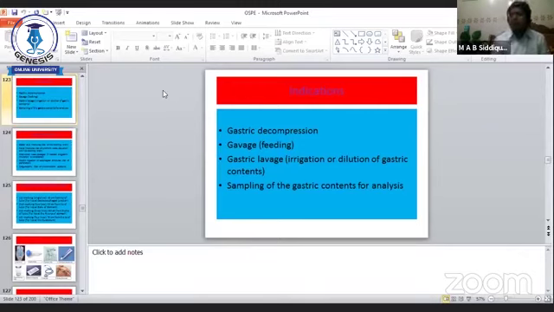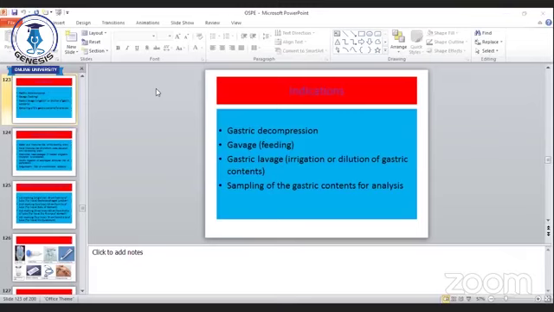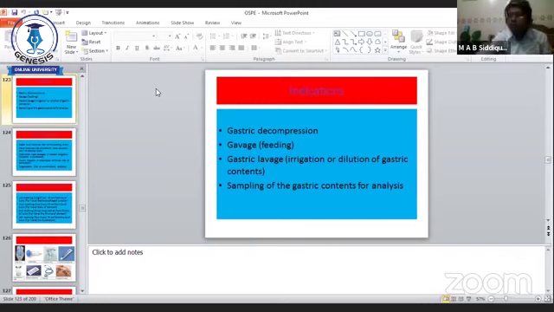And there are some sorts of uses to reduce the anastomotic leakage by this lavage. And also sampling of gastric content for analysis in case of children. If you diagnose tuberculosis, you cannot take a sample from children, so we introduce this tube to collect stomach content and analyze for tuberculosis. This is also one of the uses of the feeding tube.